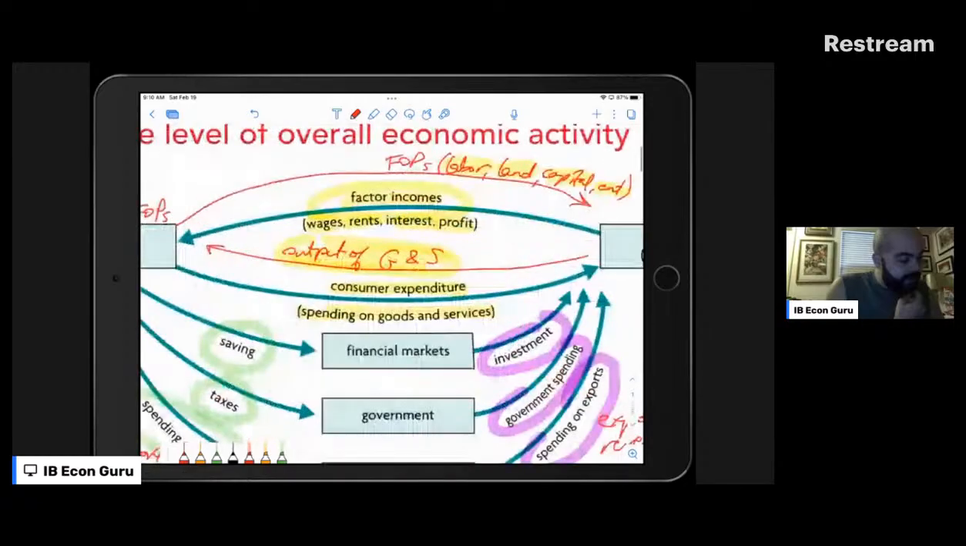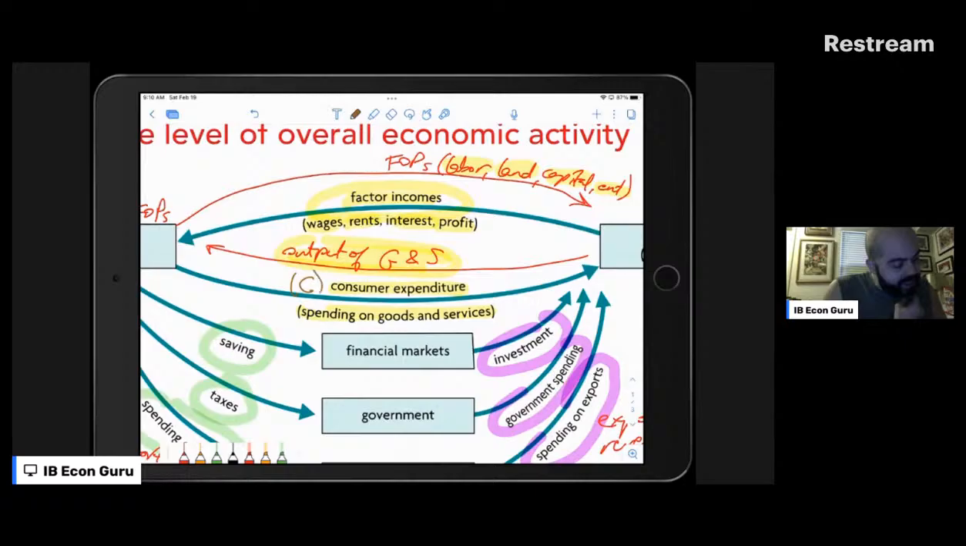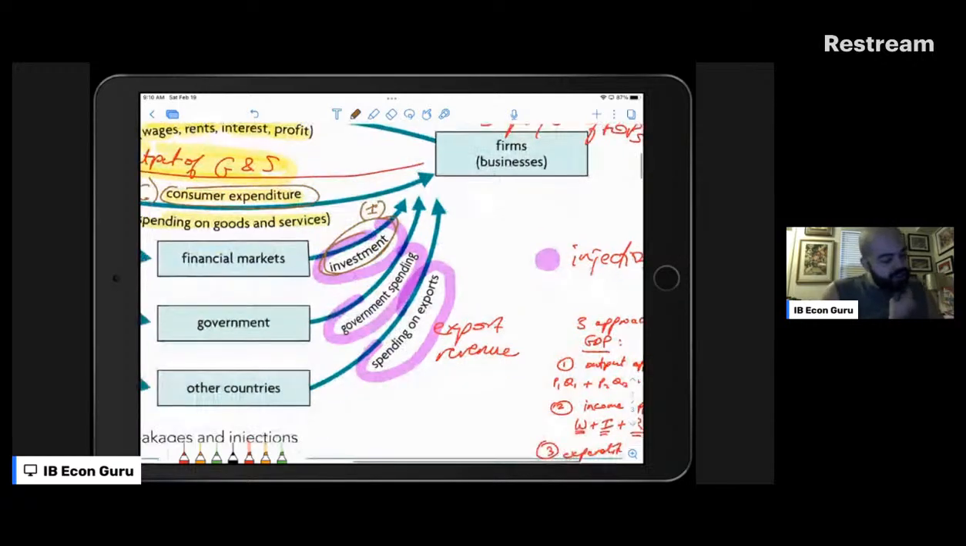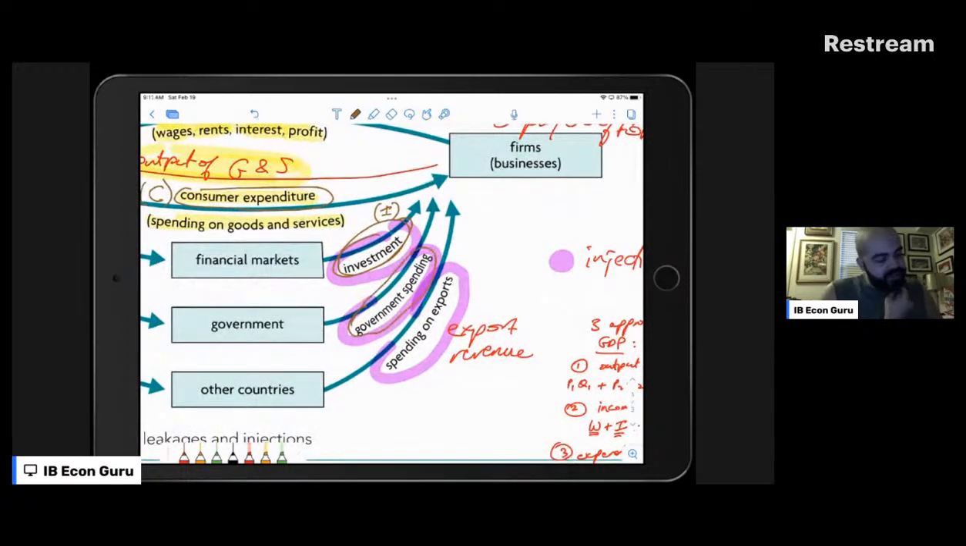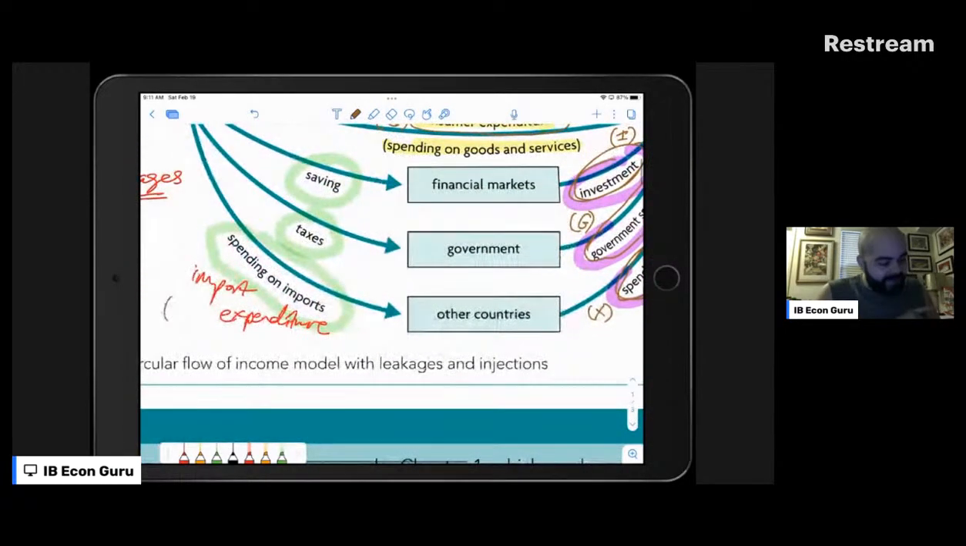C, okay, so C is all the consumer expenditure. I'll change the color to brown. C is all the household expenditure on goods and services. That's C. I is the total investment spending coming from financial markets to the business sector. That's I. G is the total government spending coming from the government sector to the businesses. That's G. X is all the export revenue that the country receives from other countries. Minus M is the import expenditure, okay, that leaks out of the economy.